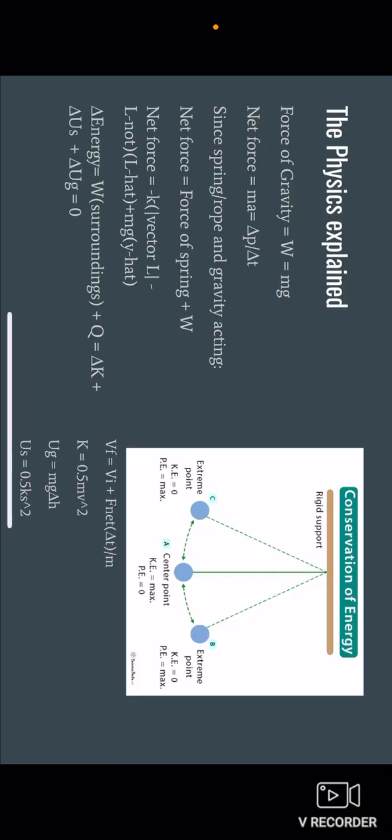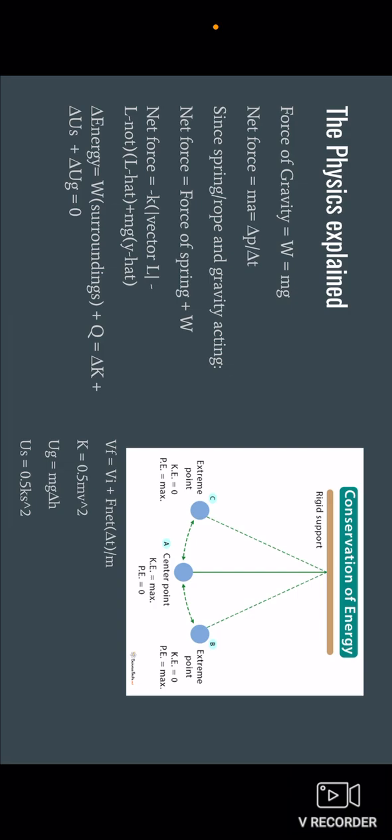For the physics explained, we have a lot of different equations here that were used along with some other ones. The force of gravity we know is mg, net force is change in momentum over change in time. The spring, rope, and gravity are acting, so it was counteracting that. The tension in the rope was acting like a spring in this case, and so we were able to use that.